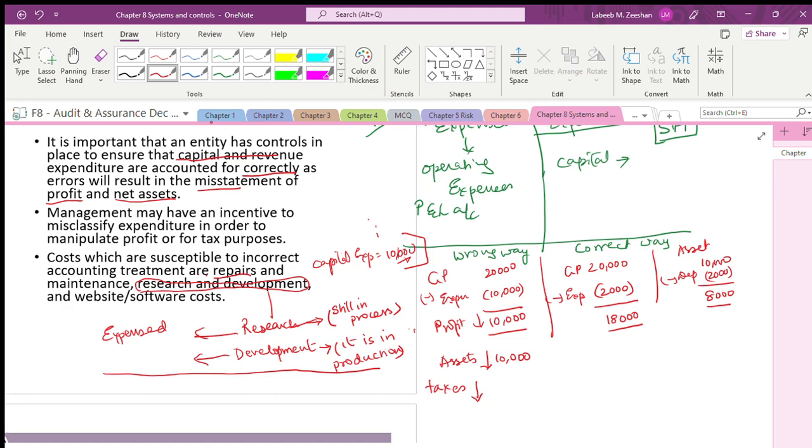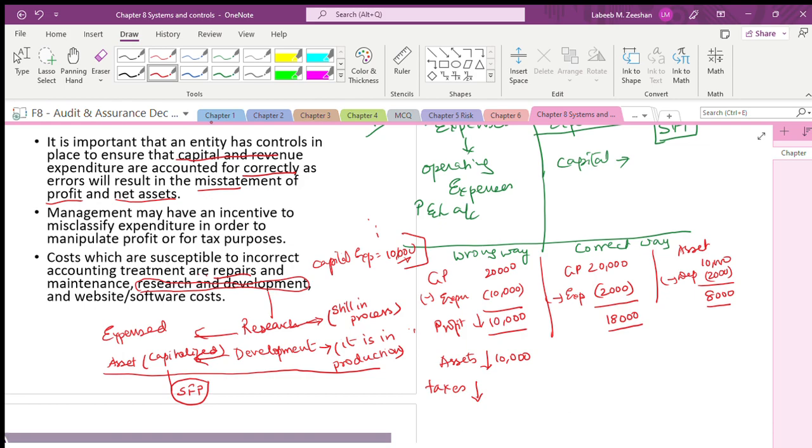Any development should be treated as an asset, and it has to be capitalized. Means any development cost is going to be shown in the statement of financial position. This is the ground rule. It will never change. And in the question, they will ask you specifically about this. The job of the auditor is to ensure that the research cost should be expensed and the development cost should be capitalized.